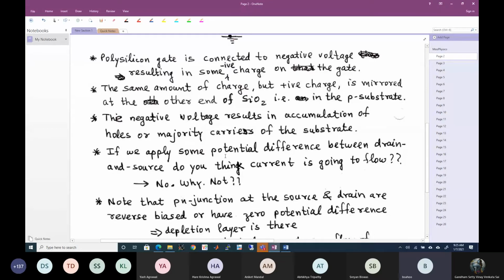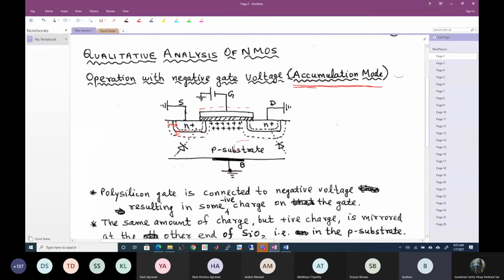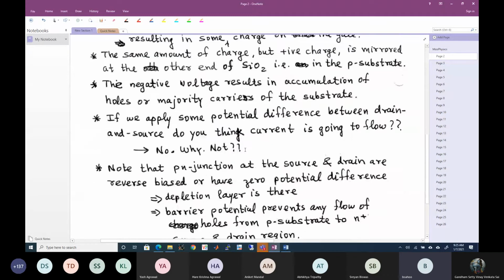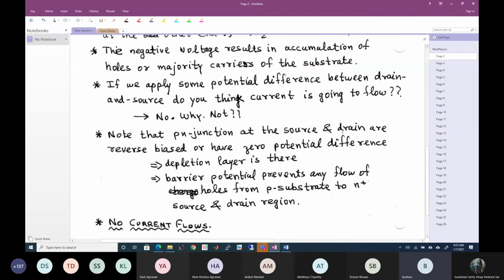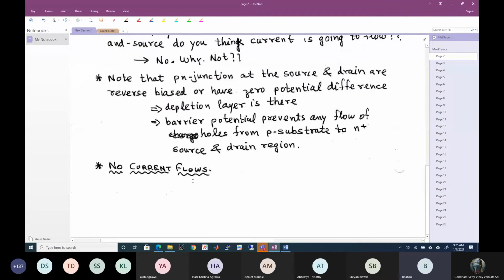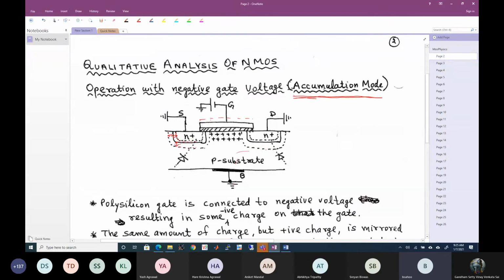Okay, if we apply some potential difference between drain and source, current is not going to flow. I have mentioned that there is a depletion layer over here, depletion layer over here. First, we have to overcome the barrier potential before any current can flow. Note that the PN junction and the source and drain are reverse biased or at zero potential difference. Depletion layer is there. Barrier potential prevents any flow of holes from P substrate to N plus source and drain region. Therefore there is no current flowing in the accumulation mode.